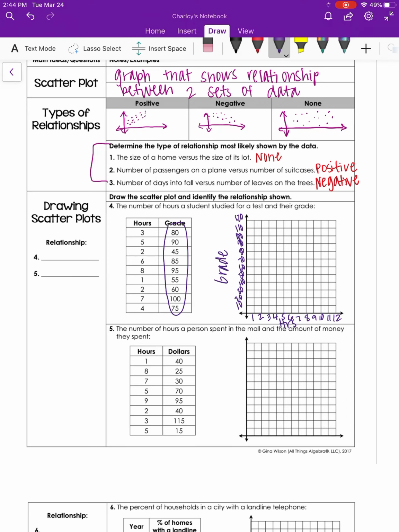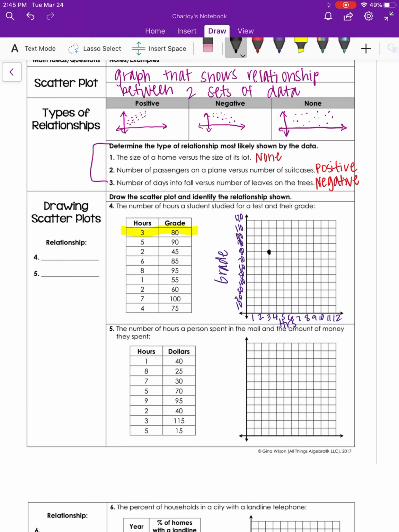All right, so let's go ahead and graph our scatter plot. If you remember from class when we've graphed plots before, we use our x and y values together. So that means this 3 and this 80 would belong together. Let's go ahead and graph that. We've got 3 for our hours and our grade was an 80. So go over 3 and up to 80, and that's our point.